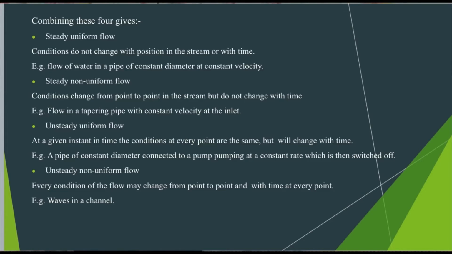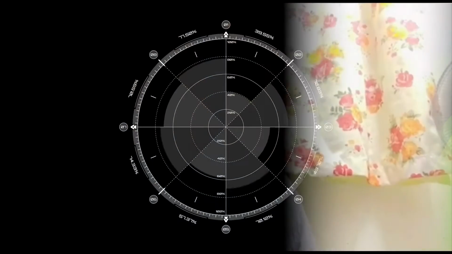Third, unsteady uniform flow. At a given instant in time, the conditions at every point are the same but will change with time. For example, a pipe of constant diameter connected to a pump pumping at a constant rate which is then switched off. And last, unsteady non-uniform flow. Every condition of the flow may change from point to point and with time at every point. For example, a wave in a channel.